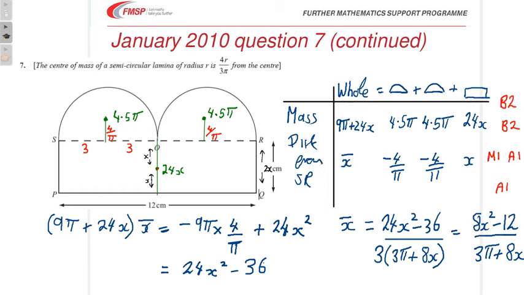What we have to do is take moments about the line SR. Total mass times its distance is the sum of masses times their distances, but watch out because the moments are effectively in different directions for the two semicircles and the rectangle. The maths will take care of that if we make sure we put the sign in for the distance as negative for the two semicircles, okay, and positive for the rectangle. When we do that, the moments equation becomes what I've got written down here.